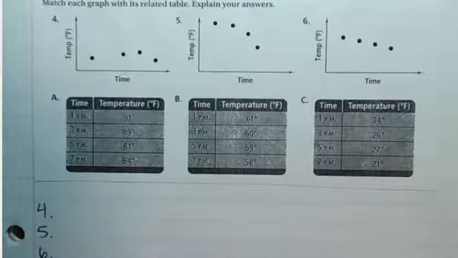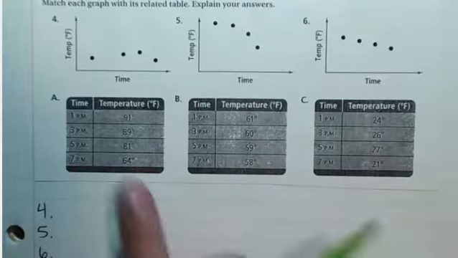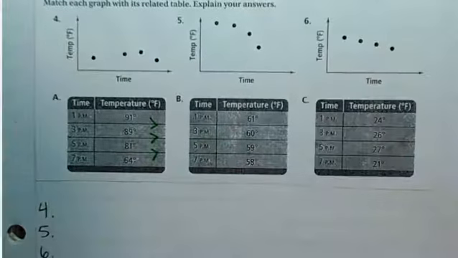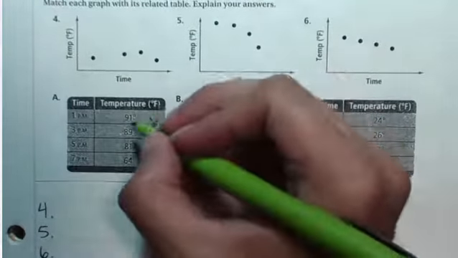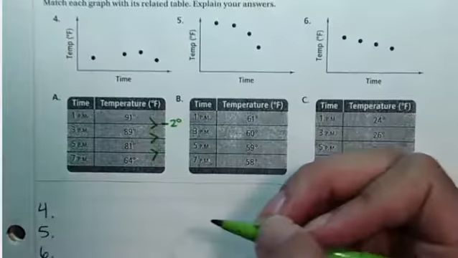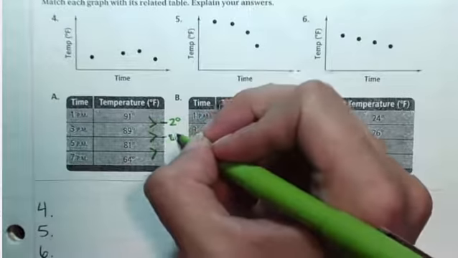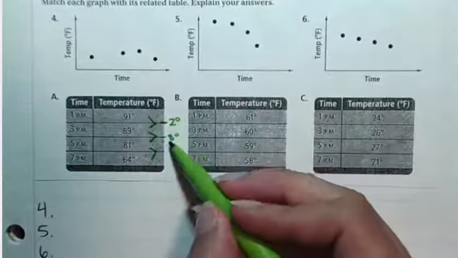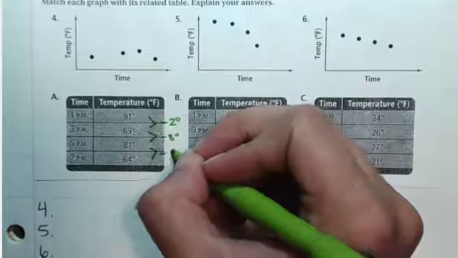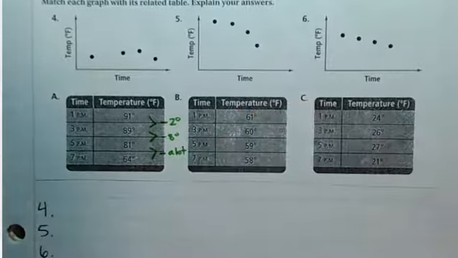Okay, once you have that done, what I always do is look at the table and ask, okay, is this going up or down by every time? So 91 to 89, it went down 2 degrees. Then it went down 8 degrees. So that's a steeper fall. And then it went down a lot. Again, I'm just looking at this to sort of describe what happened.